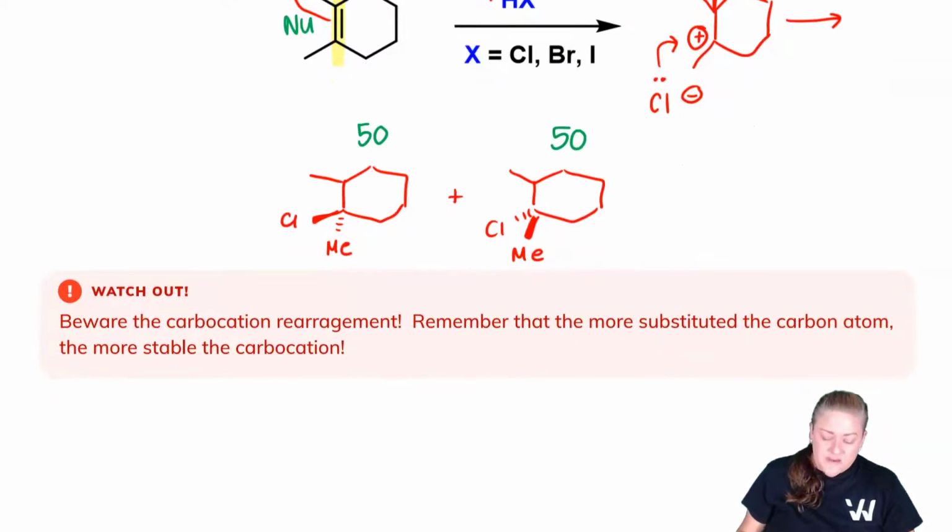Now watch out, because there may be carbocation rearrangement in this reaction. Again, carbocation rearrangements are covered later in this section. Remember that the more substituted the carbon atom, the more stable the carbocation, and that helps you make decisions about where to place the carbocation and if there would be a rearrangement. Now it's your turn to practice by doing a couple example questions.